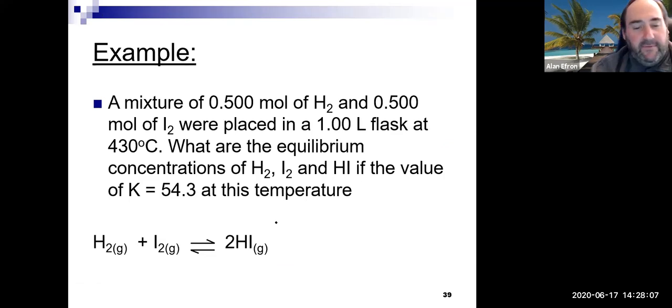All right, so why don't you give this one a go here? We're looking for the equilibrium concentrations of everybody we got going on in this one. So see what you come up with, take a few minutes and start it, and then we'll get going on it together.